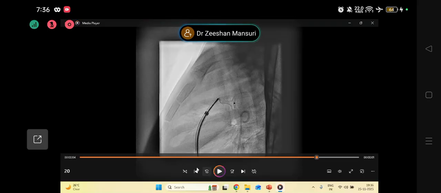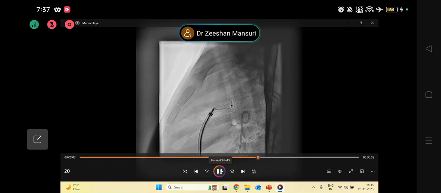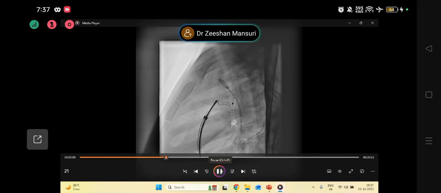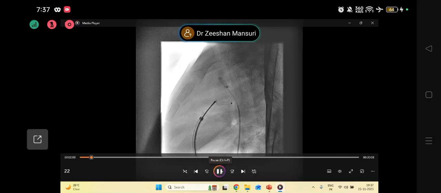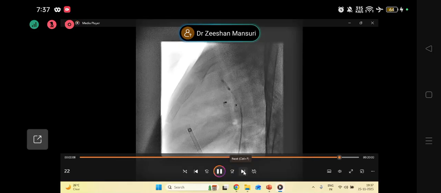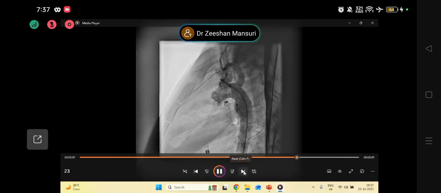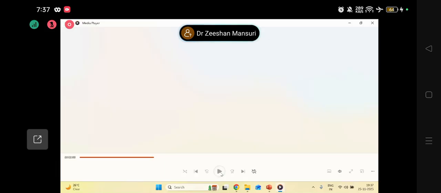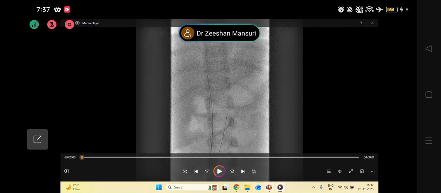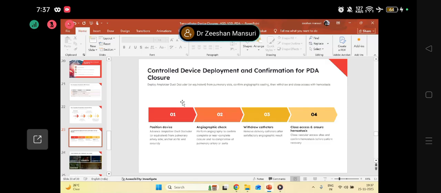So while deploying the device, we try and pull the aortic disc at least till the anterior border of the trachea, and then we open the PA disc. And after that, we check with the angiography, and then we try and remove the device by unscrewing. And then we confirm the position with the angiography as well as with the help of the echocardiography.